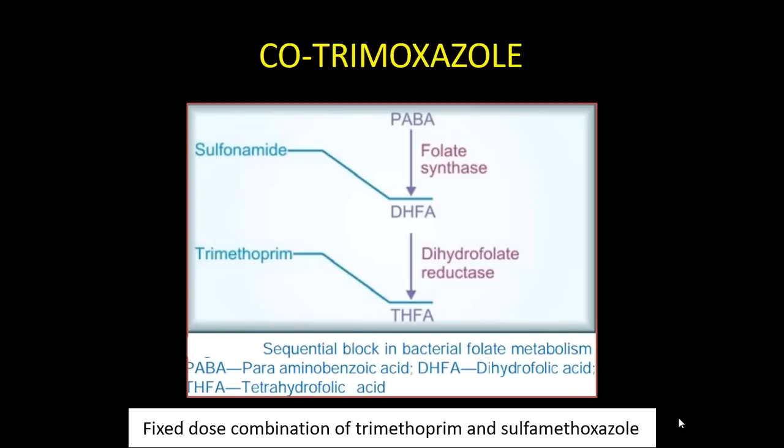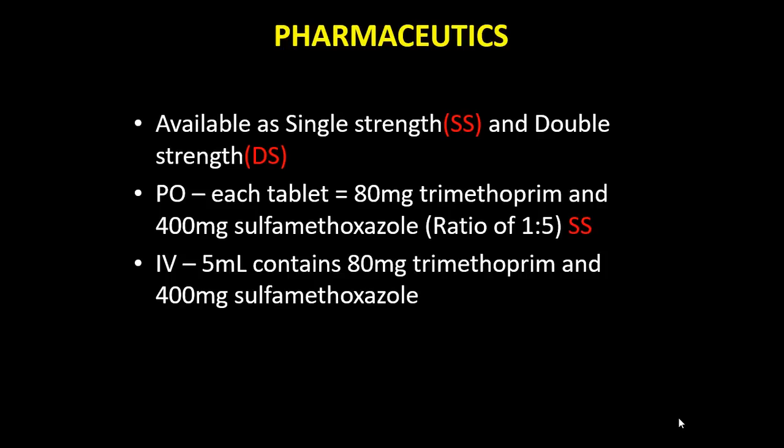As I discussed, cotrimoxazole involves both sulfonamide and trimethoprim acting at two different levels: from para-aminobenzoic acid to DHFA, by inhibition of folate synthase, and from DHFA to tetrahydrofolic acid, by inhibition of dihydrofolate reductase. By this, they inhibit the synthesis of folate and lead to eventual cell death.